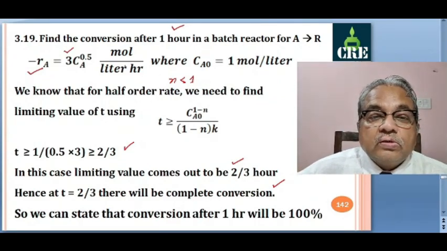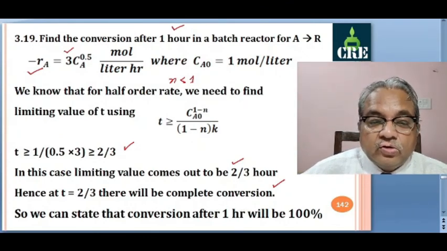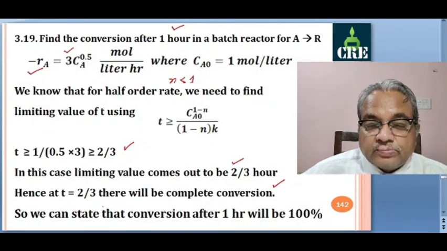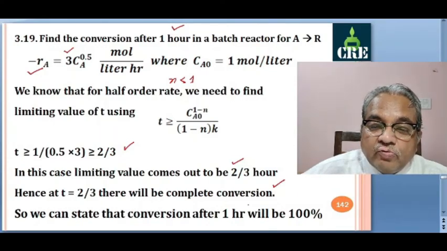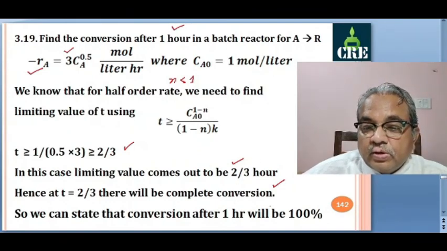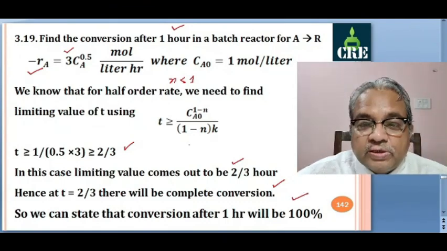What is asked? Find the conversion after 1 hour. So we know before 1 hour, at T equal to 2 by 3 in hours, conversion is complete. So after 1 hour also, or after any time beyond this value of 2 by 3, conversion will be 100% only. No A is present.